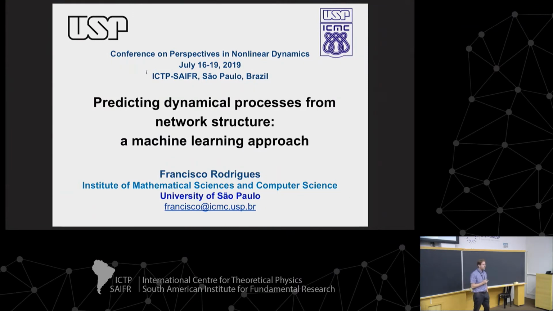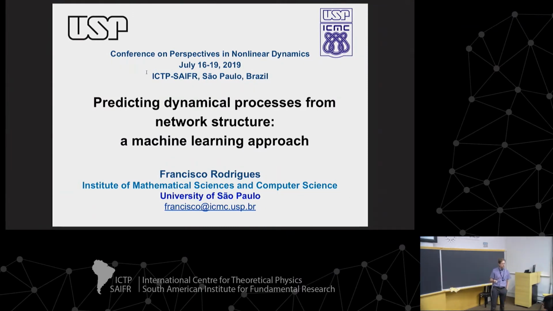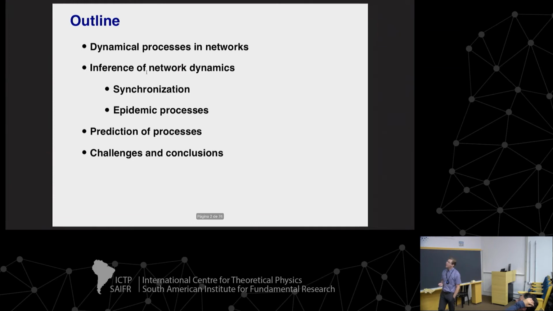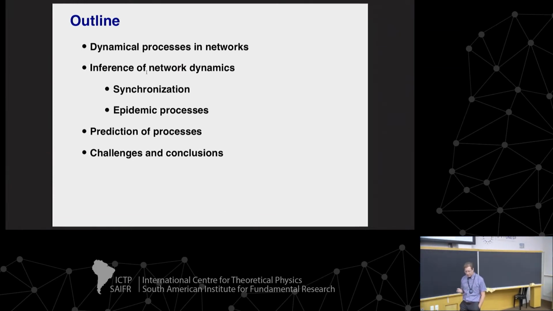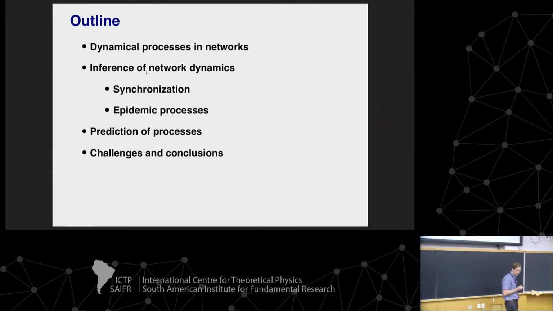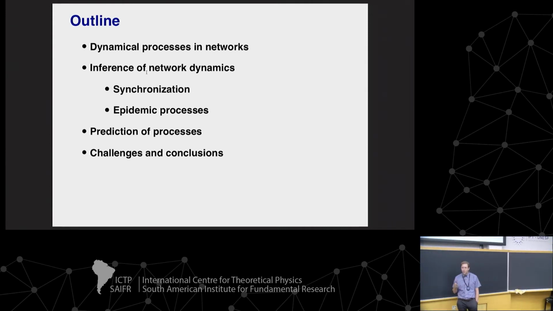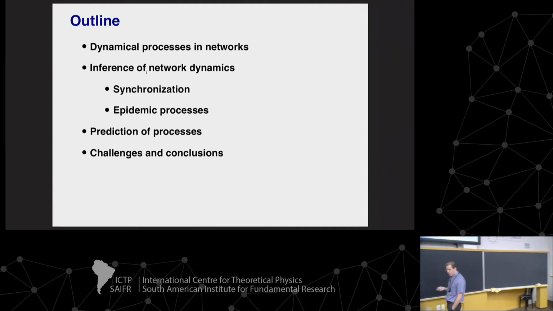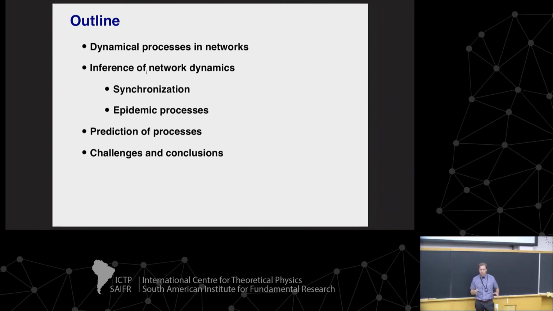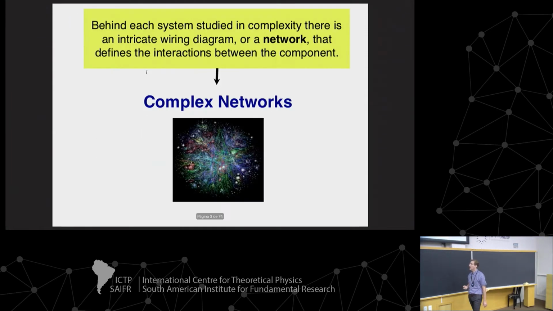So I'm going to talk about how to predict the dynamical process in networks by using machine learning. Basically, I will explain some ideas about dynamical process in networks. Then I will show how to perform the inference of network, to understand, for instance, how the properties of network influence a given dynamical process. I will talk about synchronization and epidemic spreading. Then I will show how to predict the dynamical process by using only the network structure. And then I will discuss some challenges in this area.